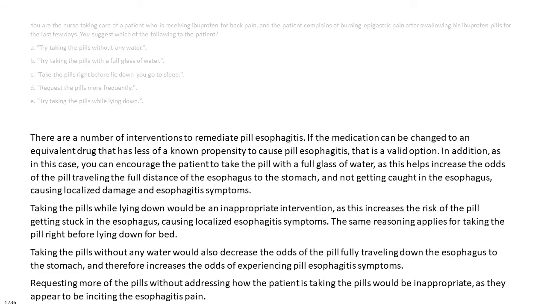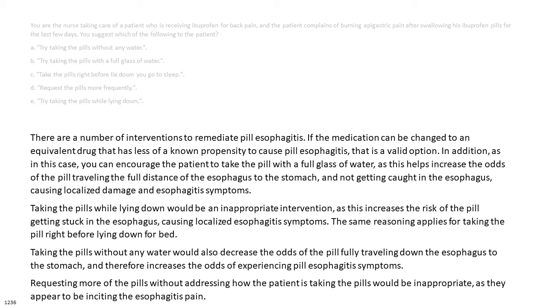There are a number of interventions to remediate pill esophagitis. If the medication can be changed to an equivalent drug that has less of a known propensity to cause esophagitis, that is a valid option. In addition, as in this case, you can encourage the patient to take the pill with a full glass of water, as this helps increase the odds of the pill traveling the full distance of the esophagus to the stomach, and not getting caught in the esophagus, causing localized damage and esophagitis symptoms.